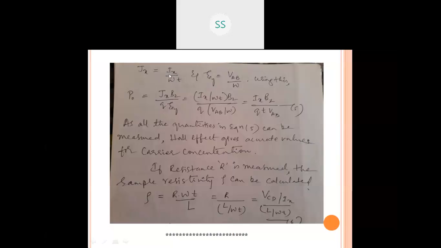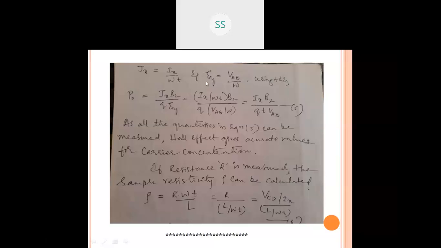This is one relation. The other relation is that the Y component of the electric field, Ey, is equal to voltage divided by width. It is because VAB equals Ey into W. This we have defined in the previous voltage equation. So that's why it is possible to write Ey is equal to VAB by W.